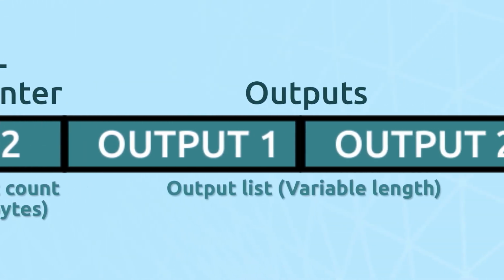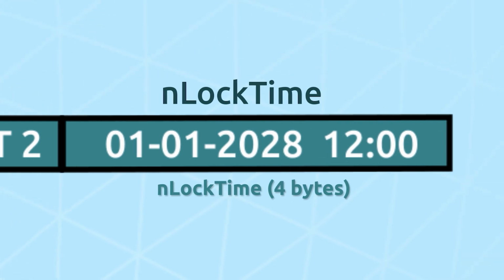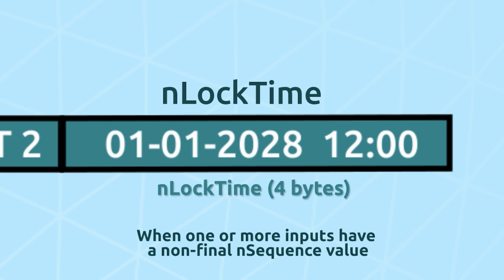The output list contains the value, output script length, and the output script, which is often referred to as a script public key for each output contained within the transaction. The final field of a transaction contains a 4-byte end lock time value. End lock time can lock a transaction's outputs until after a certain amount of blocks have passed, or use a Unix timestamp to make a transaction final at a designated time in the future.